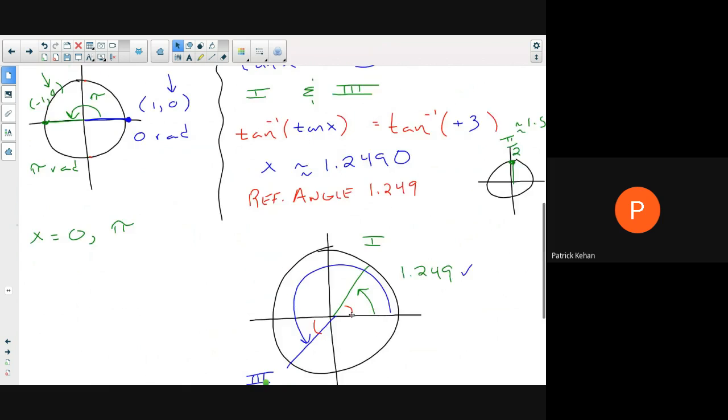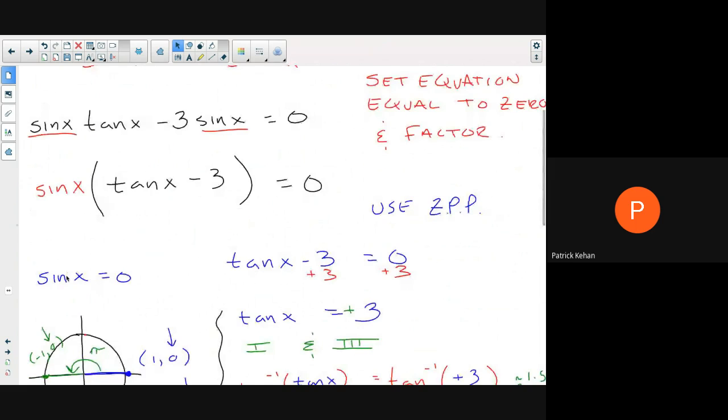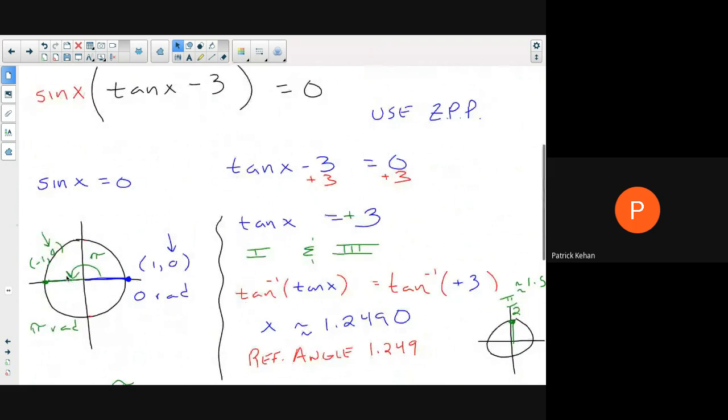Again, just a quick recap. The tricky part here is knowing that you should not divide by sine x, because that eliminates a variable. When you have variables on both sides of the equation, the best scenario is to set the equation equal to 0, factor, move into the zero product property, and then start solving your equations the same way we did in chapter 7 and chapter 8.